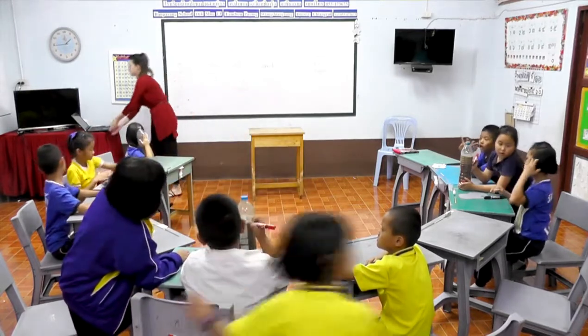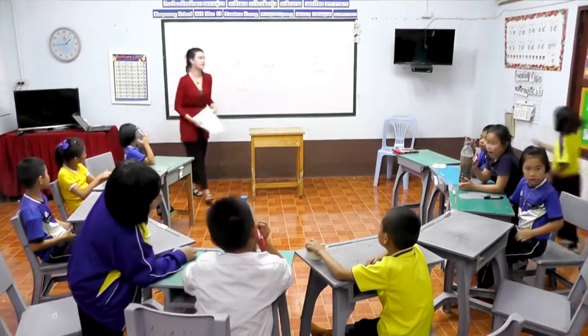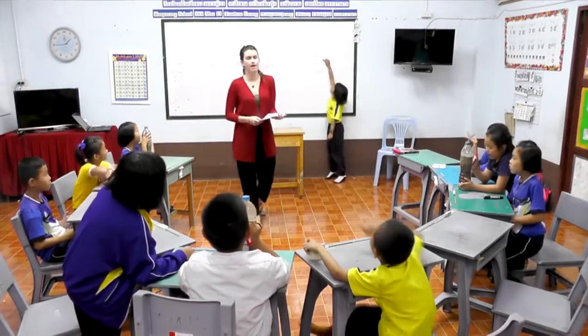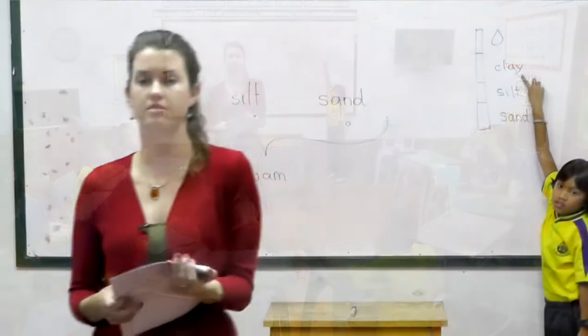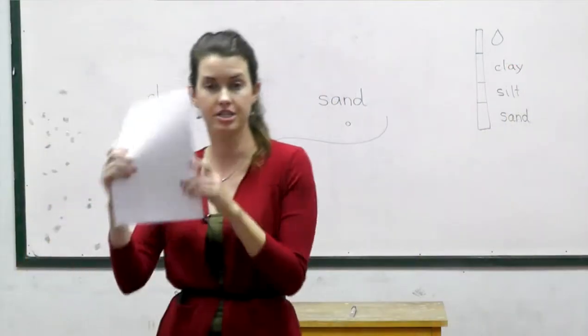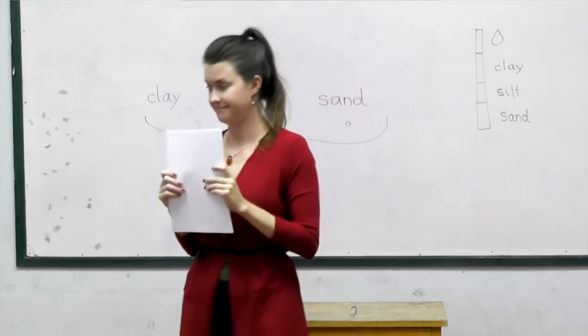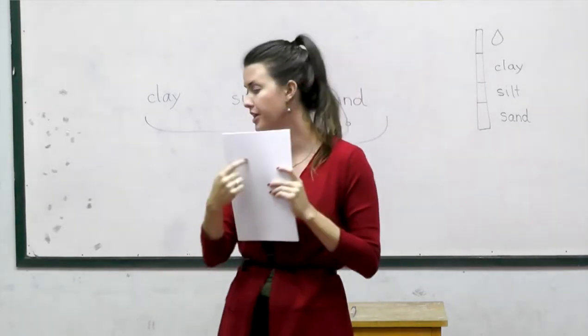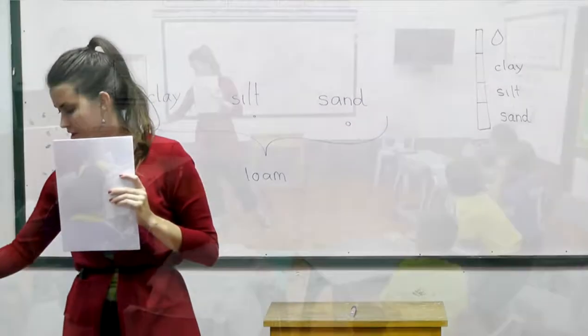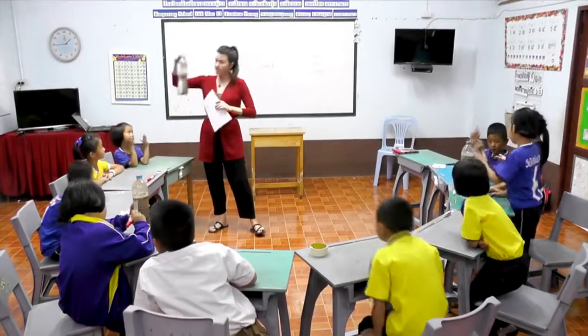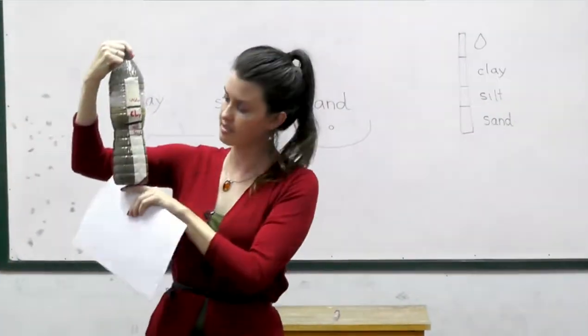Okay. I'm gonna give you our next step. Our next step that we're going to do is we're going to draw a picture of how our bottle looks on our paper. So you're going to take a piece of paper and you're going to draw, can I borrow your bottle? Thank you. You're going to draw how your bottle looks.